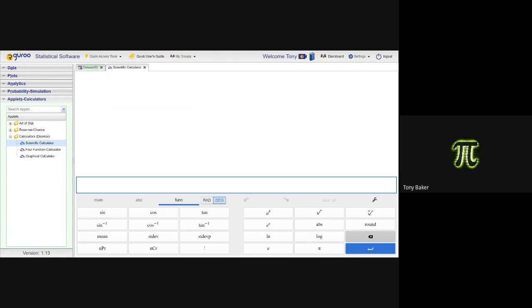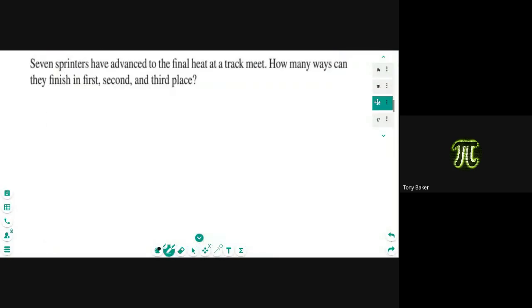All right. So let's see how we're going to use this. I've got 7 sprinters advanced to the final heat of a track meet. How many ways can they finish first, second, and third? First question is, can they repeat? Can the same person finish first, second, and third?